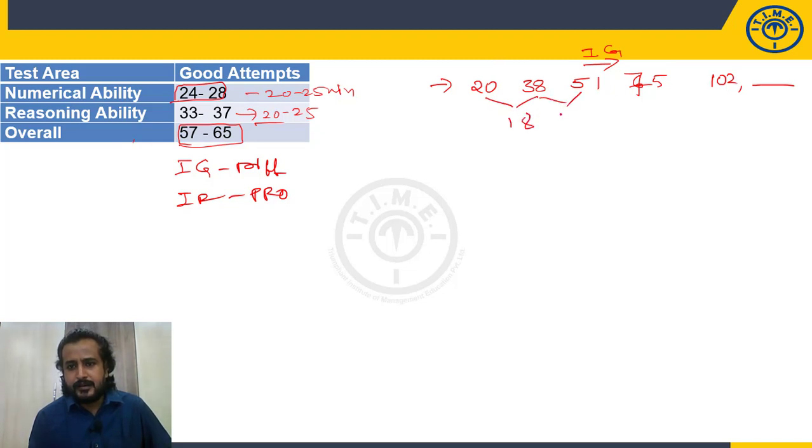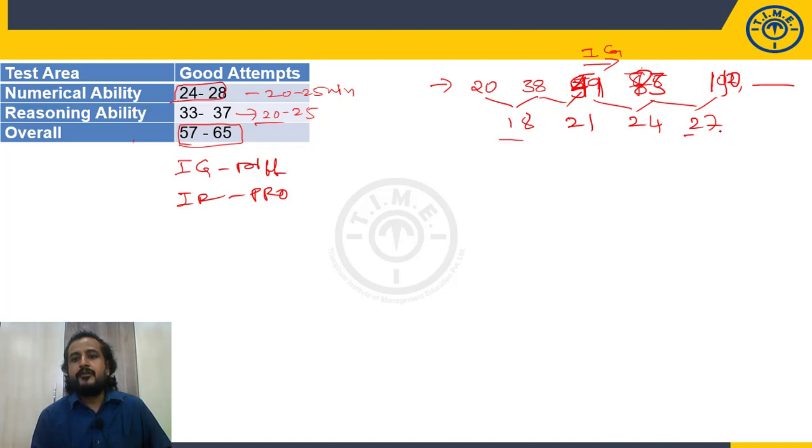Difference is 18, and I'm sorry, I have taken it wrongly. It is 49, not 51. It is 49, and 73, and 100. Now here the difference is... I'm sorry, it is not even 49, it is 59. So 59, 83, 110. So 38 to 59, the difference is 21. 59 to 83, difference is 24, and 83 to 110, difference is 27.